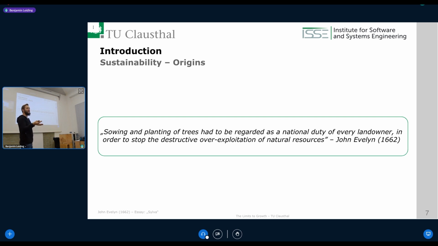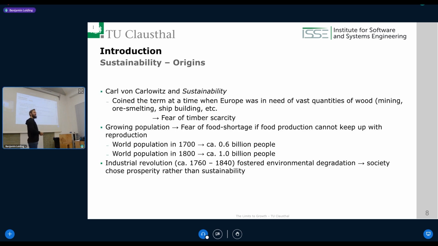So we're now almost 400 years into the idea of there is a limited thing in a finite system, let's maybe not overuse it. And still, we somehow didn't really grasp that concept very well so far. So Karlowitz coined this term of sustainability in a time where we had very, very different problems than we have now. There, they were very much focused on wood for using it for mining or to build ships. But nowadays, it's some other resources. You can just substitute the resources.